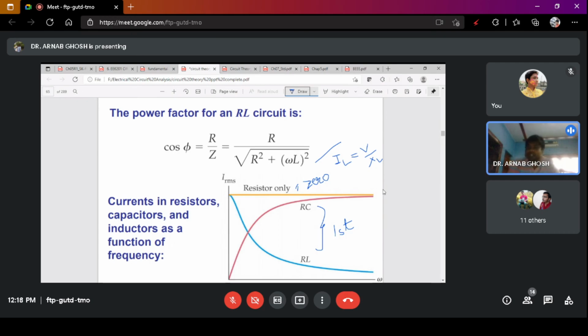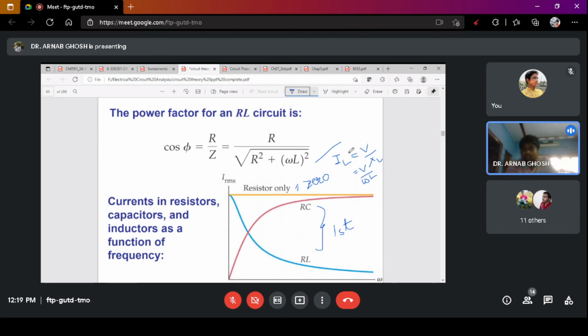When it's an inductive circuit, your IL is V by XL. So what is this? V by omega L. So your V and L are constant, but your omega can vary. If your omega is increasing, the IL is decreasing. This is the reason why we find the decreasing current curve for an RL circuit.